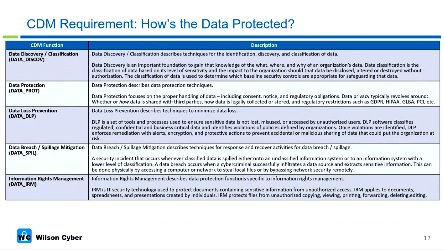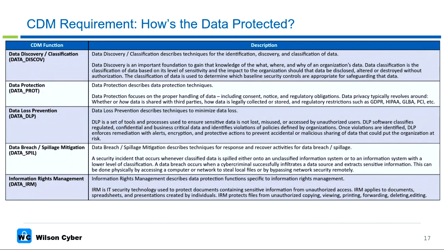Data loss prevention describes techniques to minimize data loss. DLP is a set of tools and processes to ensure sensitive data is not lost, misused, or accessed by unauthorized individuals. DLP software classifies regulated, confidential, and business critical data, identifies violations of policies defined by organizations. Once violations are identified, DLP enforces remediation with alerts, encryption, protection actions to prevent accidental or malicious sharing of that data that could put the organization at risk.